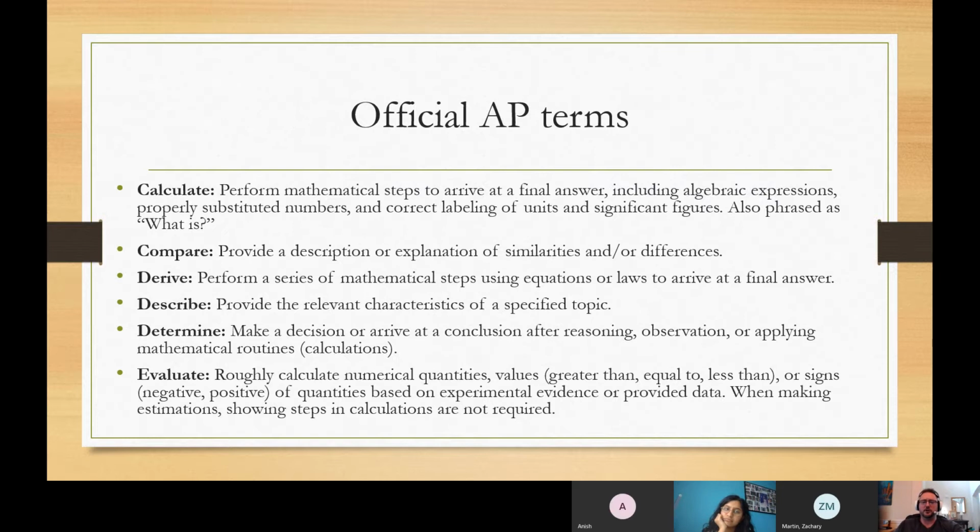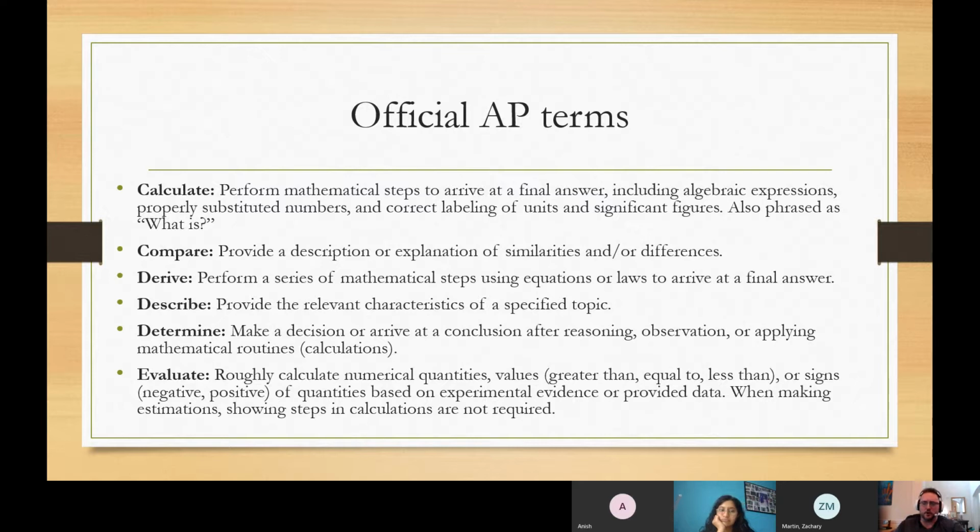All right, so these are official AP terms. I'm just going to put them on the screen. You can go back to the last session that I did for either class to have these terms. You can find them on my AP. They're just different words and what they mean. So you want to make sure you're clear on what things are literally asking for.